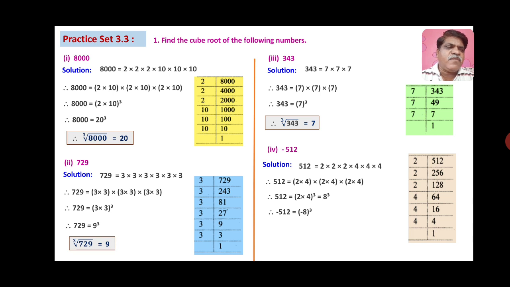Therefore 512 is 8 raised to 3, but it is a negative number. We carried out the factorization without considering the negative sign. Now we will give the negative sign. Therefore minus 512 is equal to minus 8 raised to 3. Therefore the cube root of minus 512 is equal to minus 8.